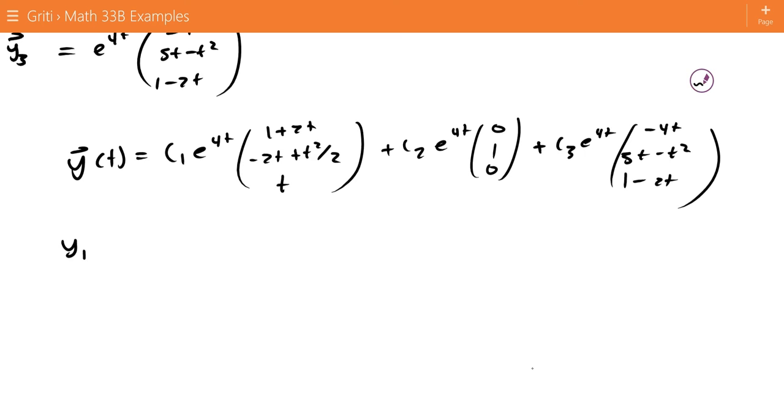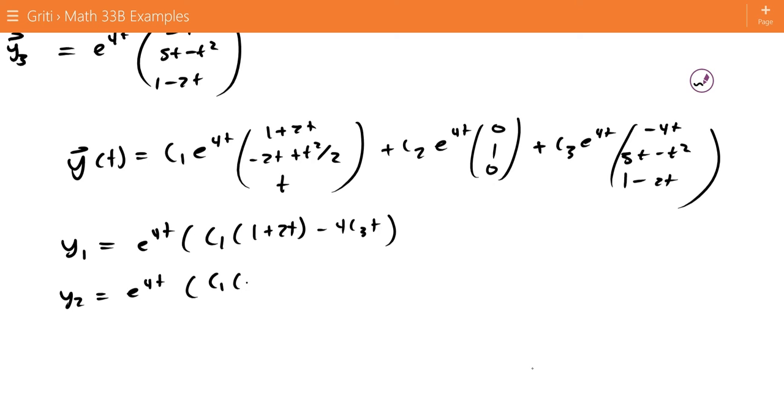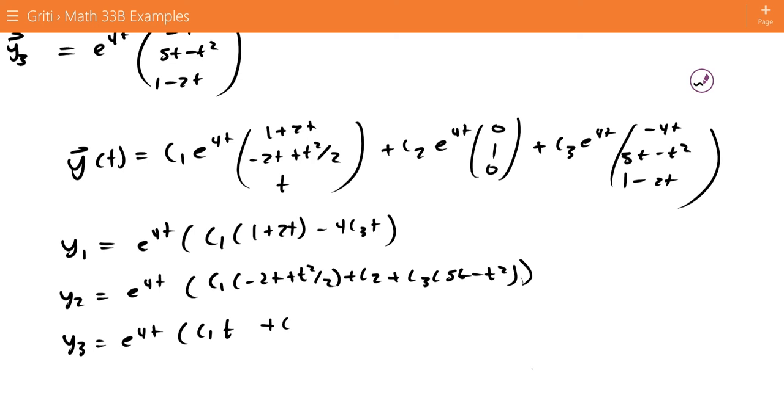So if we split this up, y1 is just going to be, and we can factor out e to the 4t actually, e to the 4t times c1 (1 plus 2t) minus 4c3 t, and y2 is going to be e to the 4t times c1 (negative 2t plus t squared over 2) plus c2 plus c3 (5t minus t squared), and then y3 is going to equal e to the 4t times c1 t plus c3 (1 minus 2t). And these are our solutions.